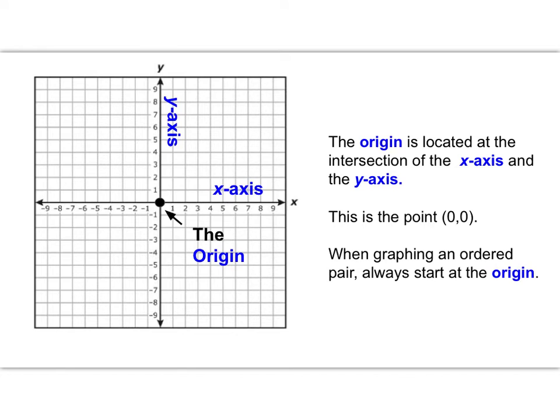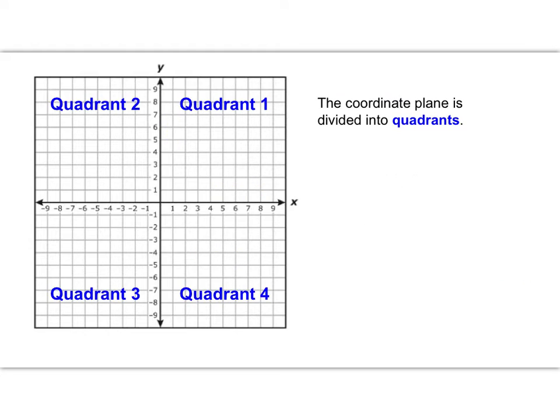The point where the x-axis and the y-axis cross is very important. It's called the origin. The origin is located at point (0, 0). And we'll talk more about coordinates in a little bit. Whenever you graph an ordered pair, you always need to start at the origin, at the intersection of the x-axis and the y-axis. So the x-axis and y-axis divide the coordinate plane into 4 quadrants.